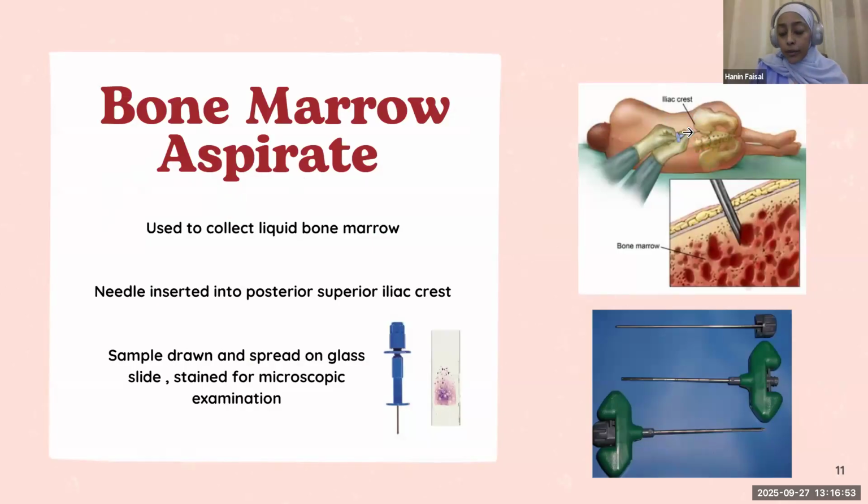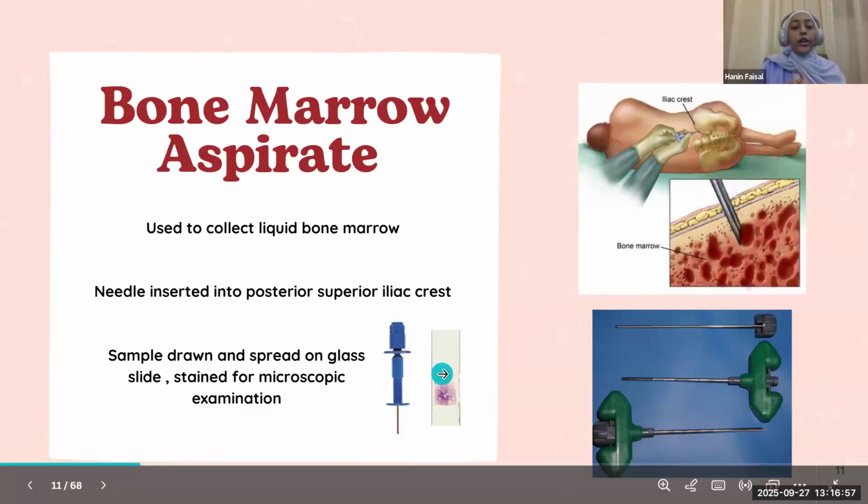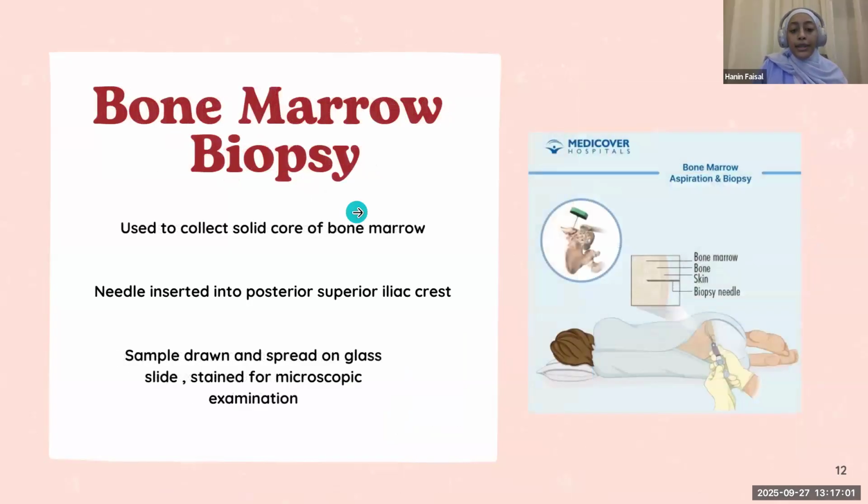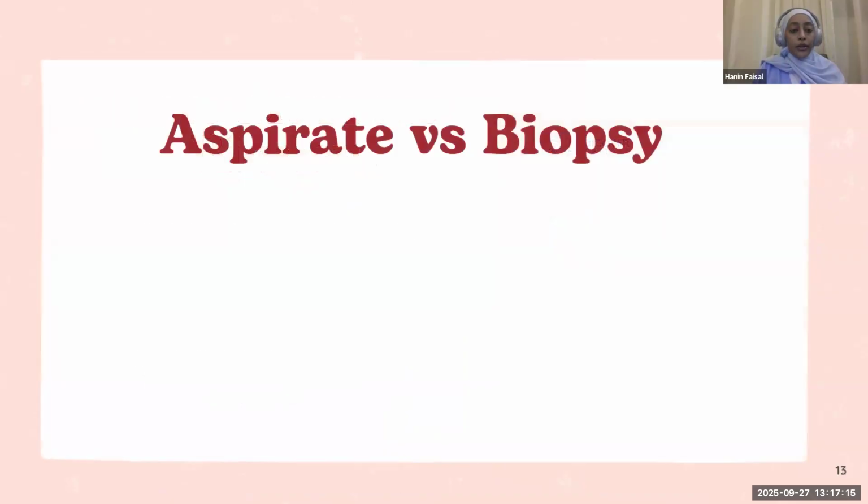So basically, when you collect the fluid that's coming out from the needle, you add it to a slide, and then you look under the microscope. This is for aspirate. The biopsy collects the solid core of the bone marrow with the same technique. You put the needle in the posterior superior iliac crest, and then you take it out, and then you spread it on the slide. You might be wondering, what is the difference between the aspirate and biopsy? For both of them you use the needle and you extract it out. But there is a big difference.